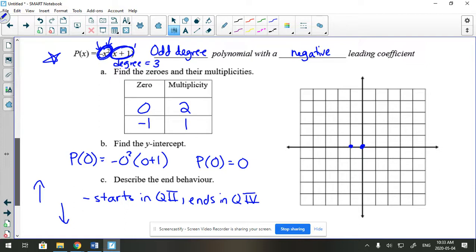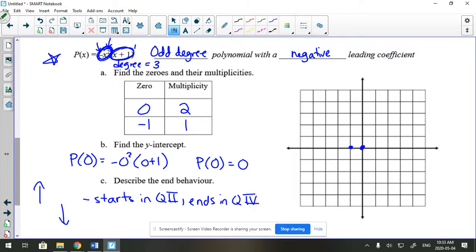My y-intercept is here, which I already had plotted anyway, so that makes sense, 0, 0. Now I have to draw it. Starting with my end behavior, this tells you whether we need to start here or here. I need to start in quadrant 2. So I'm going to start here, and I'm going to approach the negative 1, which has a multiplicity of 1.